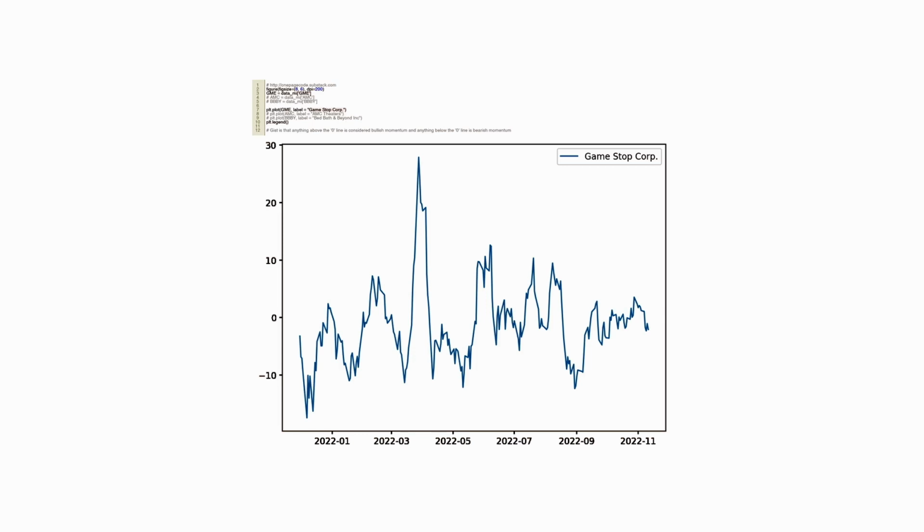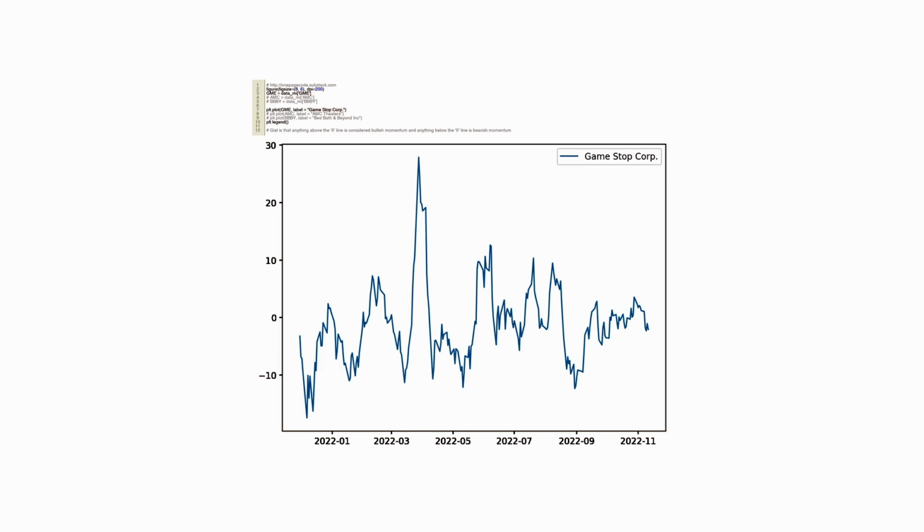It then proceeds to plot the price data for each company on the same graph for comparison, using labels to identify each company's data line on the chart. The code also adds a legend, which helps with identifying the plotted lines corresponding to each company's stock.